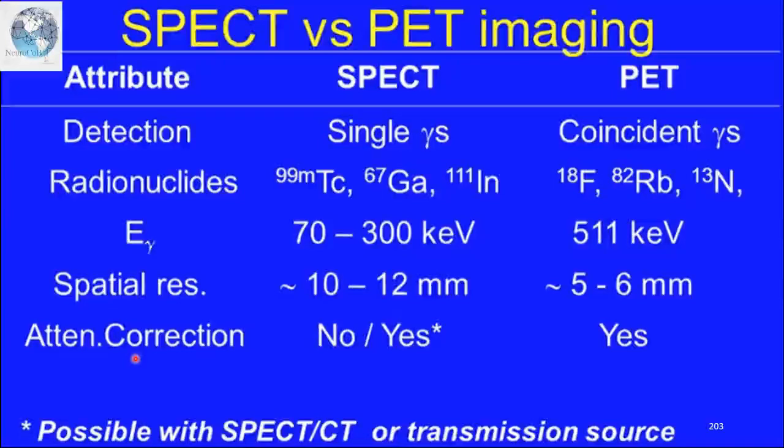Then the radionuclides are different. Shorter in half-life usually for the SPECT, like technetium-99m, whereas for PET is more commonly F-18. And then the energy levels are also higher in the PET, lower in the SPECT. Spatial resolution of course is much better in PET.